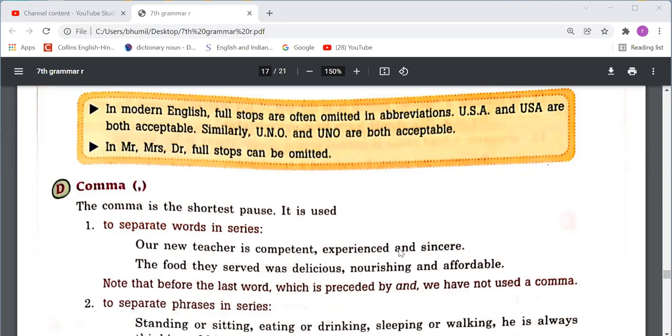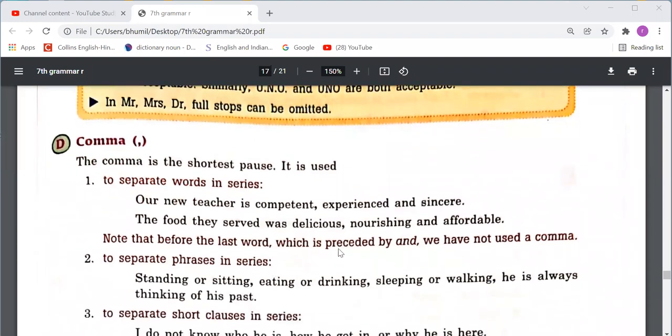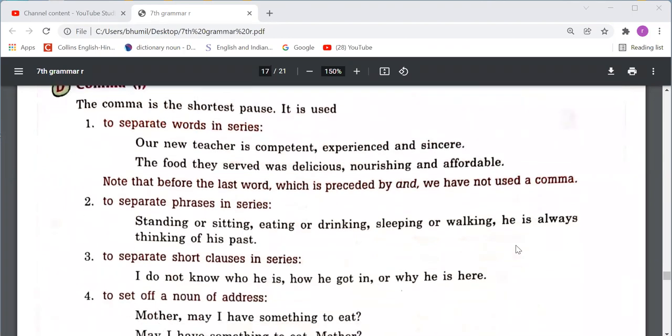When we have to join words given in examples, we use a comma, but with the last two options we have to use 'and'. The food they served was delicious, nourishing and affordable, right? So we use commas here, and with the last options we need to use 'and', right? Note that before the last word, which is preceded by 'and', we have not used a comma. This point I have told you.